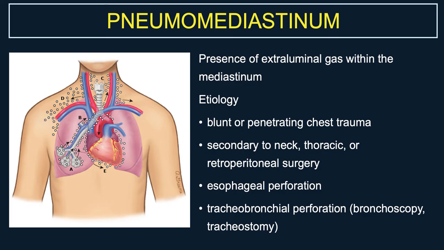Pneumomediastinum is the presence of extraluminal gas within the mediastinum. Gas may originate from the lungs, trachea, bronchi, esophagus, and peritoneal cavity and track from the mediastinum to the neck or abdomen. It commonly results from blunt or penetrating chest trauma, or may be secondary to neck, thoracic, or retroperitoneal surgery, or even perforation of the esophagus or trachea.